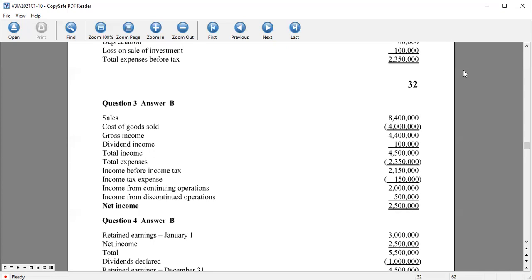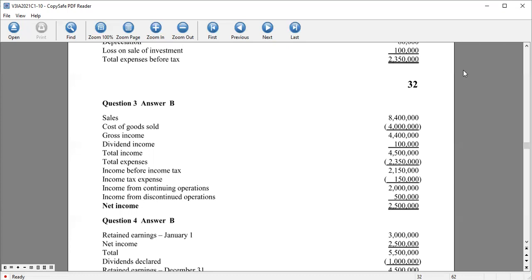So we have now sales minus cost of goods sold. We have gross income. Then we have to add a dividend income, a total income, then we have the total expenses, the income before tax, then we have the income tax expense, income from continuing operations, then income from discontinued operations in the amount of 500,000. That's already net of tax. So net income of 2.5 million. That's now for question number 3. So question number 3 is letter B.